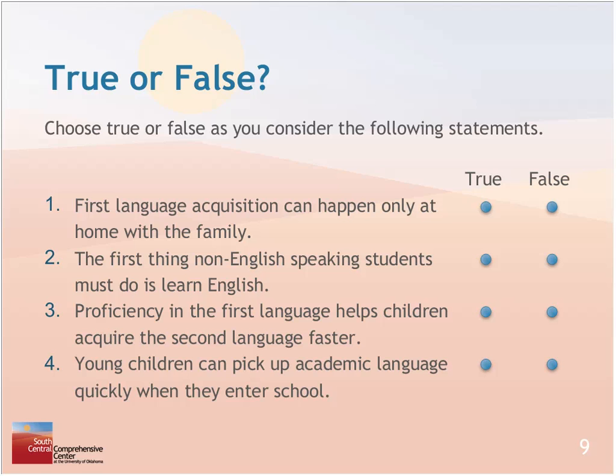Number 2, the first thing non-English-speaking students must do is learn English. Forget about the language, just learn English. Number 3, proficiency in the first language helps children acquire the second language. And then the last, young children can pick up academic language quickly when they enter school. What do you think? Is that true or false? Don't be shy. Try to write your answers in the chat portion.